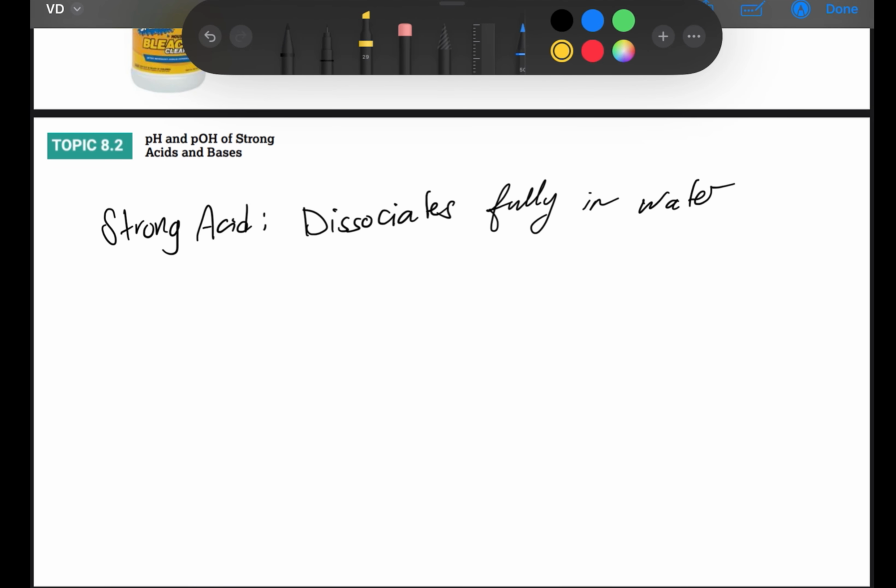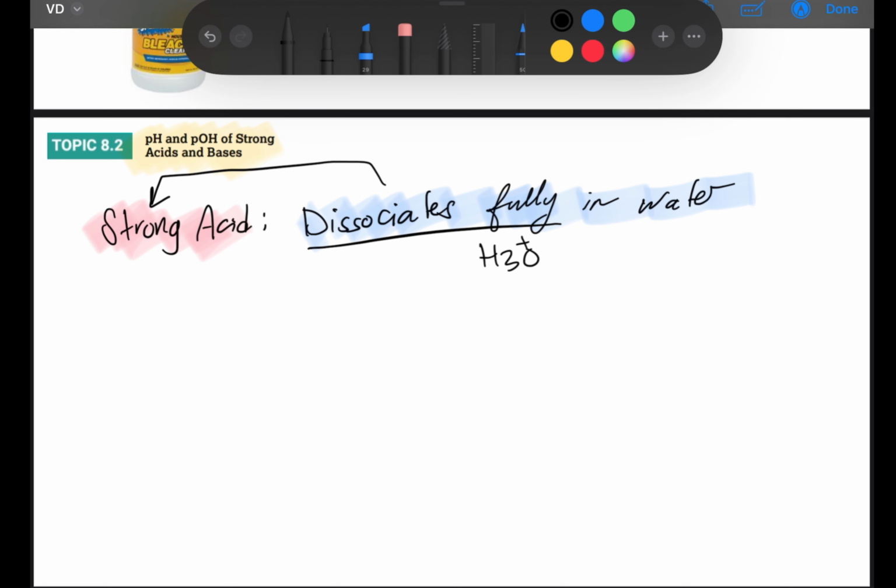Today we'll start with section 8.2, which is all about the pH and pOH of strong acids and bases. Generally, before we start doing the calculation part, which is very easy though, we have to define what a strong acid is. A strong acid is a substance that dissociates fully in water and produces hydronium ion, which is H3O plus. Okay, so once we say it dissociates fully in water, it means this is a strong acid.